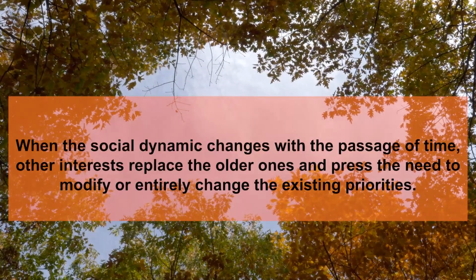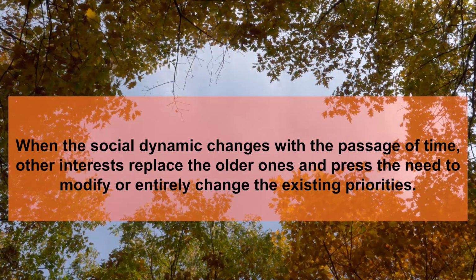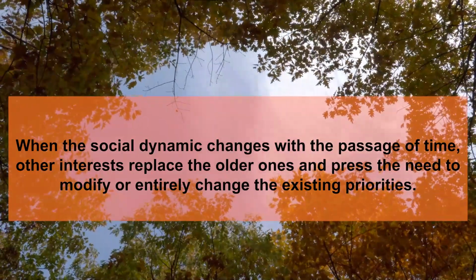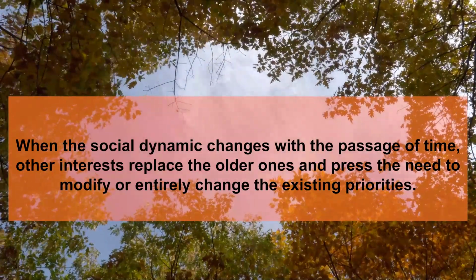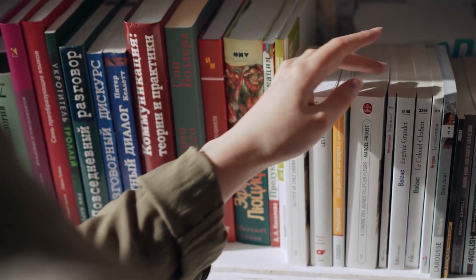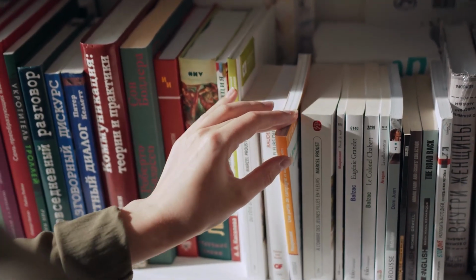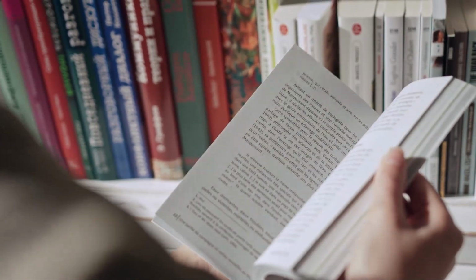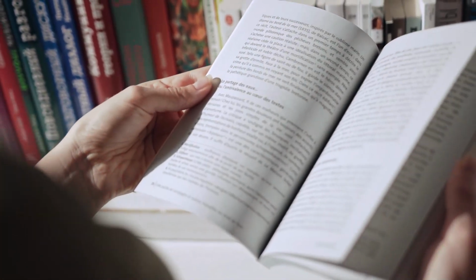And this kind of activity in society happens invisibly, and one can say that there is a dynamic, a power center which is hidden from our eyes, but it is working all the time. When the social dynamic changes with the passage of time, other interests replace the older ones and press the need to modify or entirely change the existing priorities. So I'll refer to this in the context of changing priorities. Priorities change. Suppose at one point of time you want a nationalist perspective where the nation is strong, the nation is to be great and all those things. Therefore, you will start picking up those books which strengthen the cause of the nation.